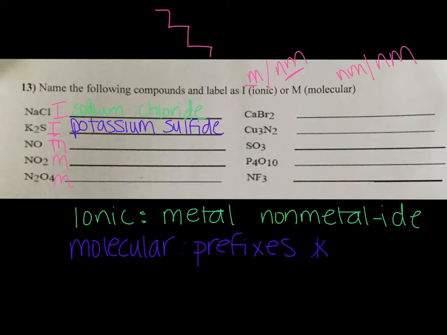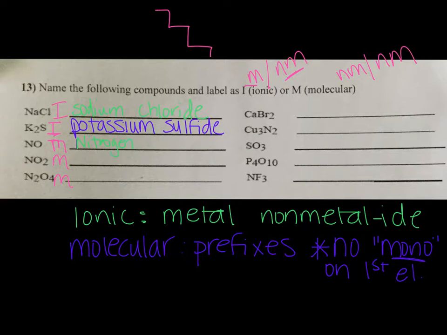And the only catch to that is no mono on the first element, okay? Any other time you're going to be doing that. So you're just going to basically name it in the order that it's shown to you. So here we have nitrogen, because we're not going to put that mono on there. So we have nitrogen.